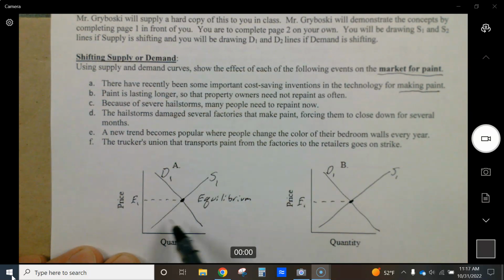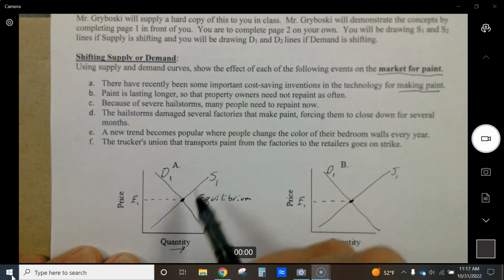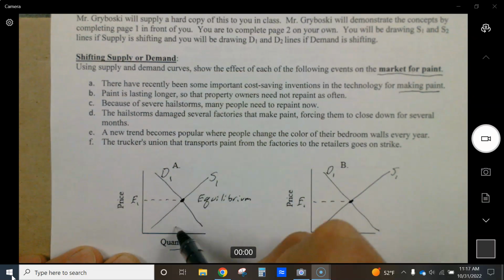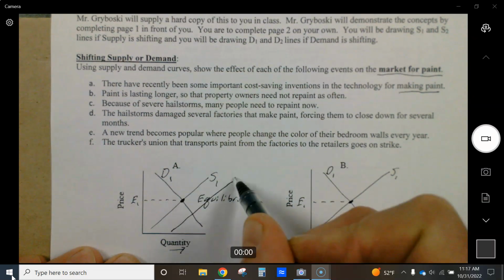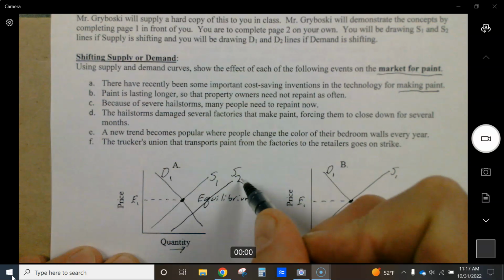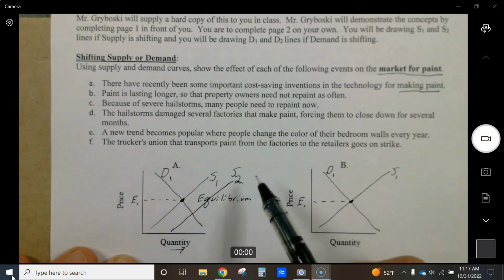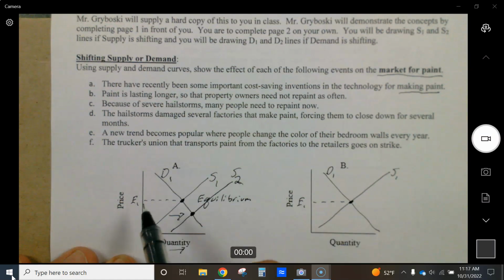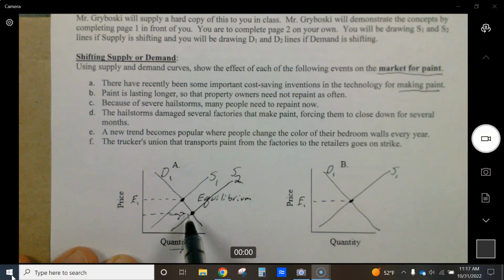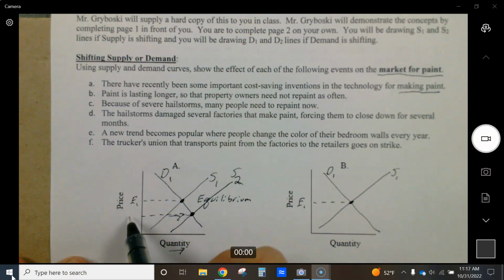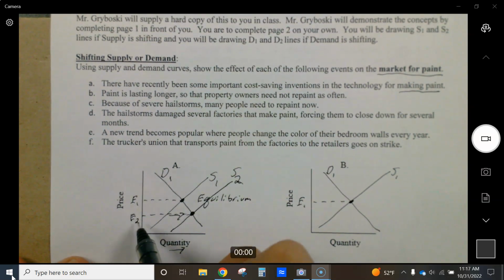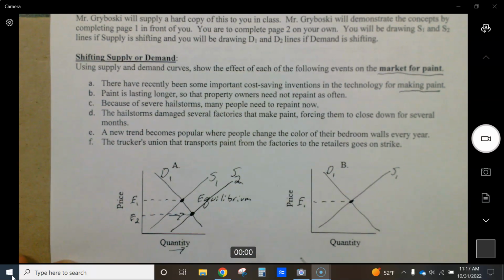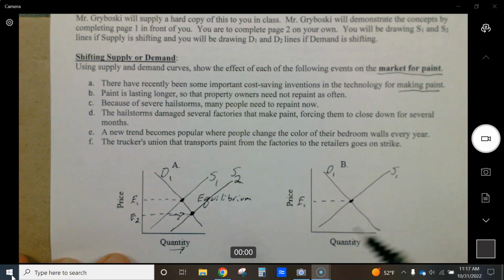So, which way would it shift if the quantity is going up? So if it's going this direction, that means yes, the supply S2 is going to be to the right, so it's shifting to the right, which means the new equilibrium price is now right here, and it makes sense because the price goes down since they're able to produce the product more efficiently at lower cost.